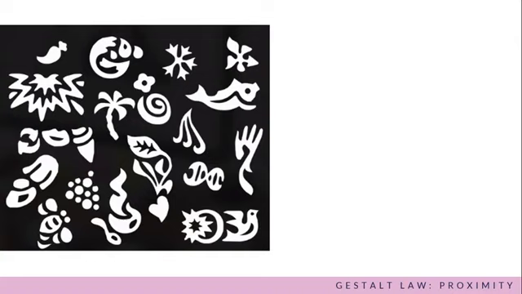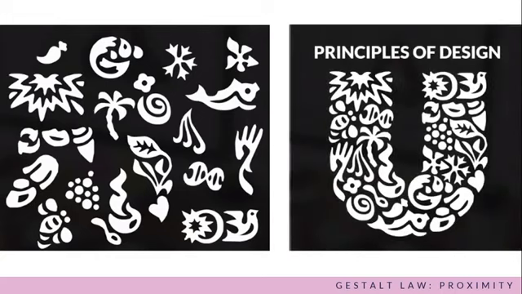If you did, good on you. But most of us will only realize when I change the proximity of these symbols. Have any of you ever seen this logo? You're correct. This is the Unilever logo, and we can all clearly identify that it forms the letter U by simply changing the proximity of each icon.